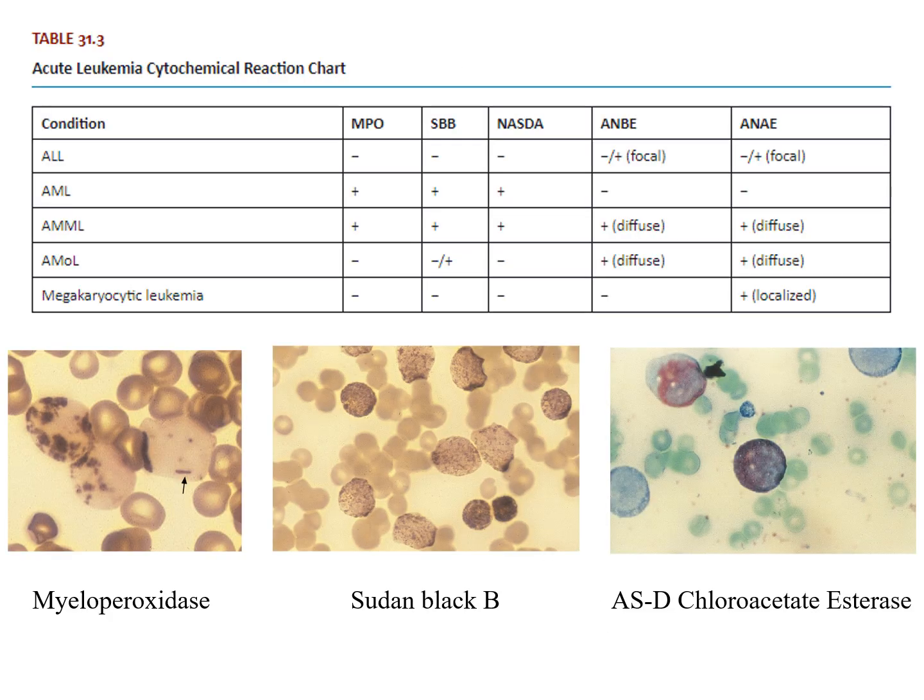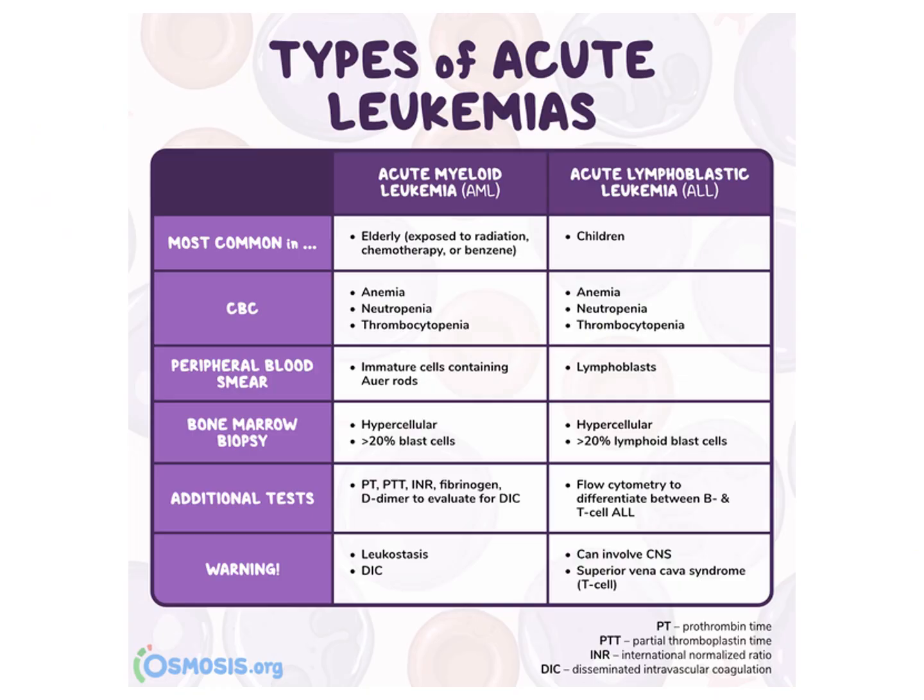These are just some examples of what the stains actually look like. We have myeloperoxidase, Sudan black B, and the esterase stain down there as well. There's also a chart that shows whether they would be positive or negative based on which leukemia type you are looking at. And this is just another slide that helps to differentiate between acute myeloid and acute lymphoblastic leukemia, because sometimes it's hard to determine which is which.